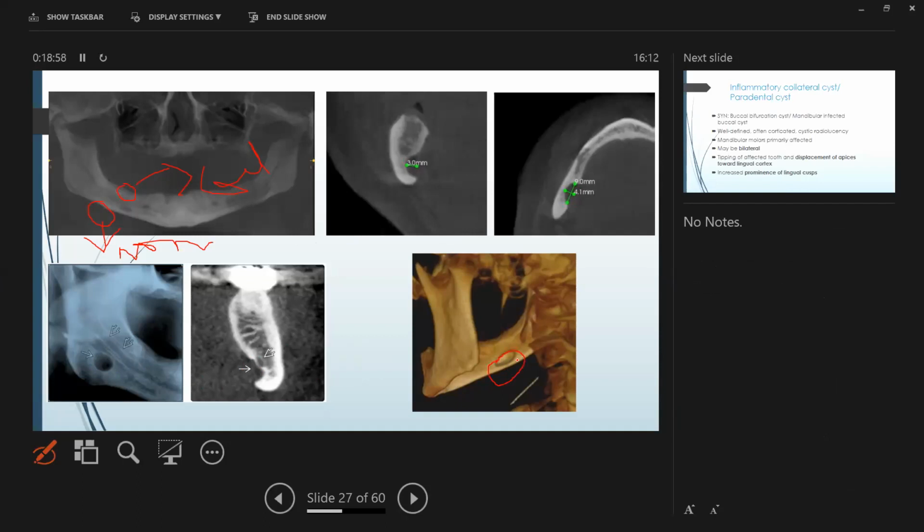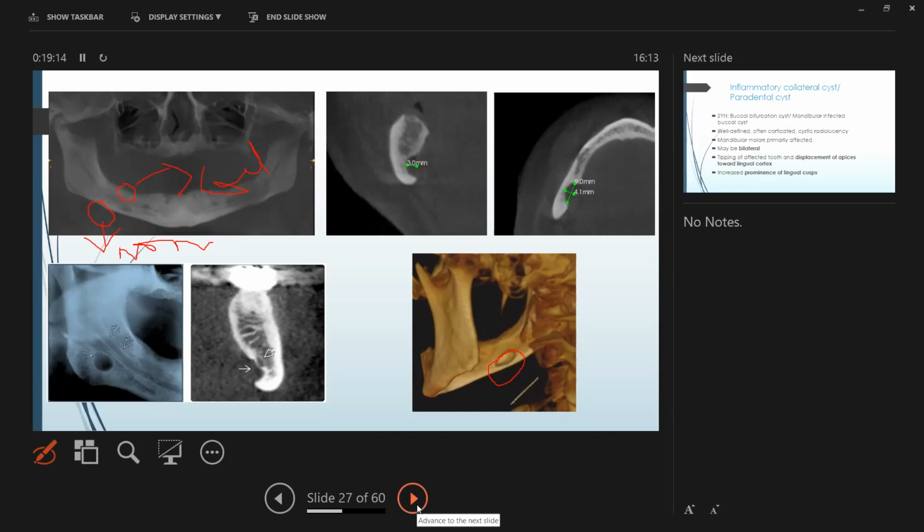So when the submandibular gland lodges into the mandible, it makes a small depression. And that's why there is some cortical defect over here, and that's how it is appreciated. And sometimes it has a sclerotic border. And this is the 3D CBCT, which shows this defect over here.